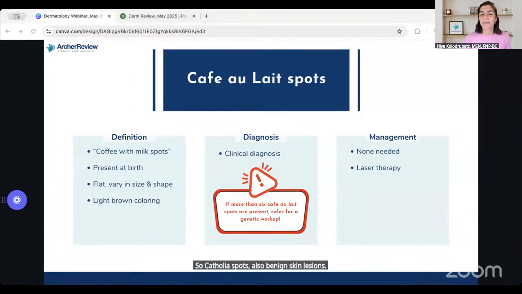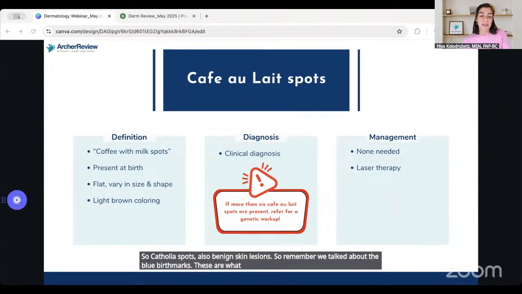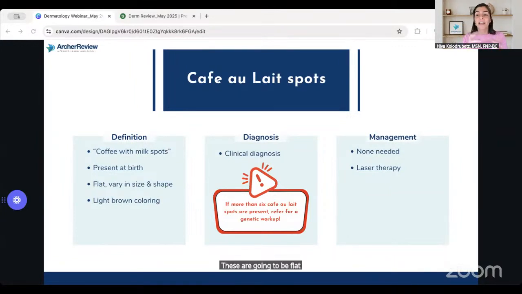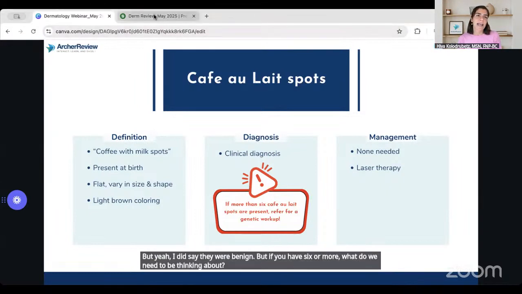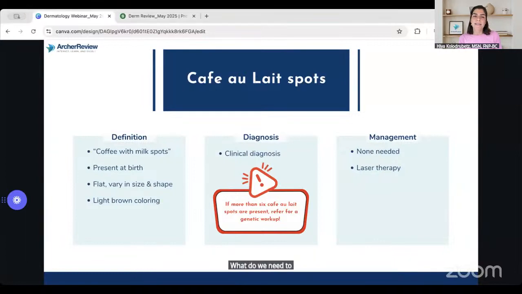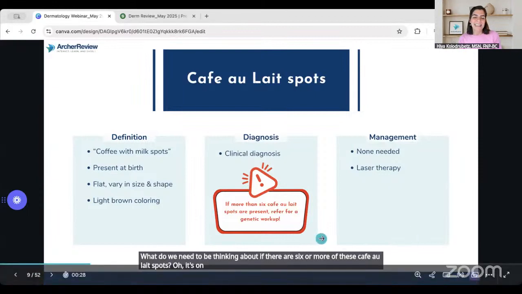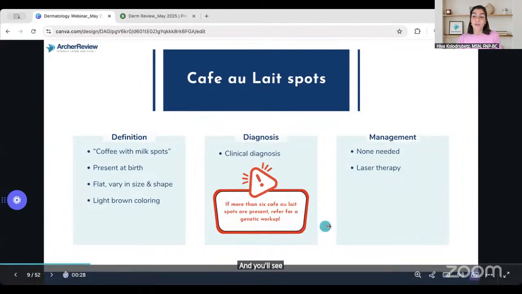So remember we talked about the blue birthmarks. These are cafe au lait colored, so also coffee with milk spots, also present at birth. These are going to be flat, light brown. They can also vary in size. But yeah, I did say they were benign, but if you have 6 or more, what do we need to be thinking about? I don't know if I did a Slido poll on this. What do we need to be thinking about if there are 6 or more of these cafe au lait spots? Oh, it's on my slide. And you'll see right here, you want to refer for genetic workup.